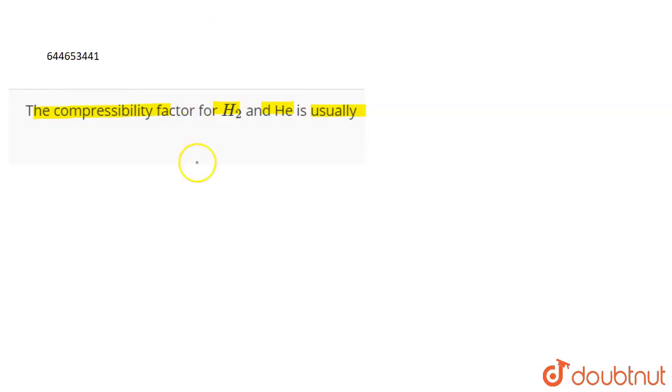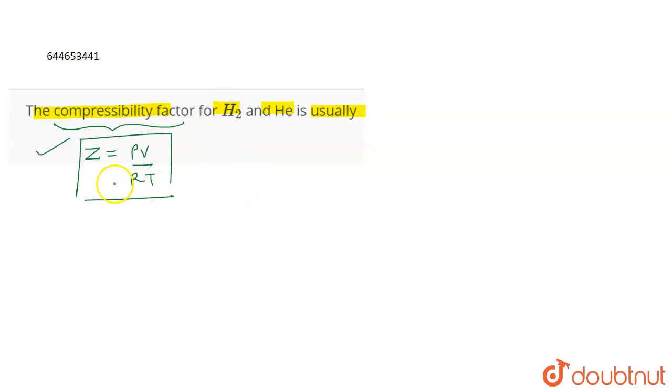The question is: the compressibility factor for H2 and helium is usually, okay. So basically, the compressibility factor measures the deviation from ideal gas behavior, and it is represented as Z, which is equal to PV divided by RT, right? This is how we write the compressibility factor, PV equals RT, or if you have n moles, it can be calculated as PV divided by nRT. This is what the compressibility factor is, right?